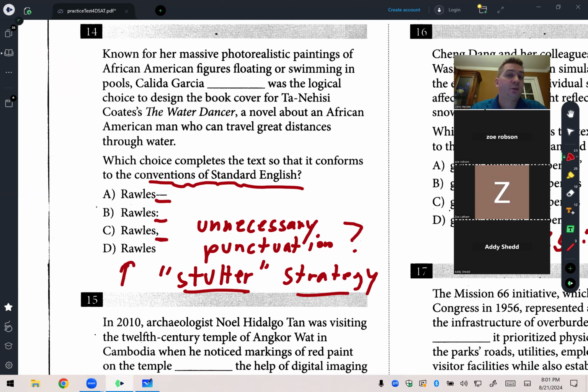Just go right into the next word. Don't even pause at all. So I'm going to try to really exaggerate the pause, and try it with me. You'll see that this stutter strategy does work.